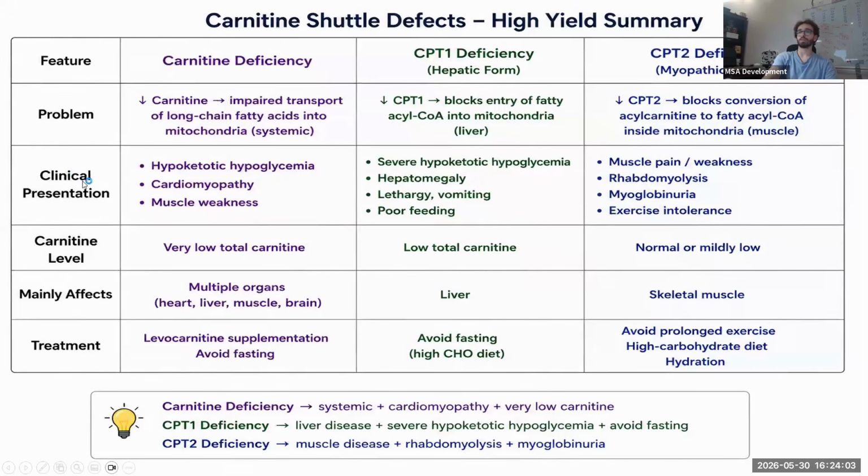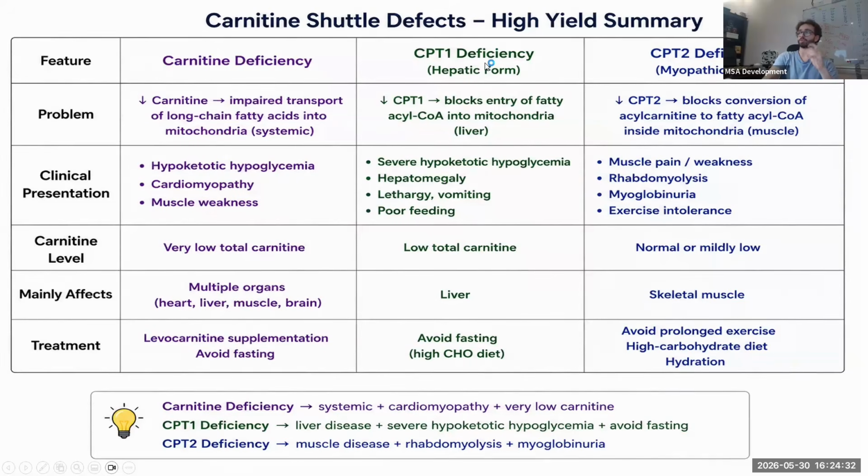I want you to remember the clinical presentations, because the clinical presentation of carnitine deficiency is a mix of both CPT1 and CPT2. You're going to notice CPT1 is hypoketotic and hypoglycemic, while CPT2 is muscle pain. In carnitine deficiency, it's a mix of all of these. We have hypoketosis, hypoglycemia, cardiomyopathy, and muscle weakness. Makes sense? And obviously, we said we're going to have very low total carnitine.